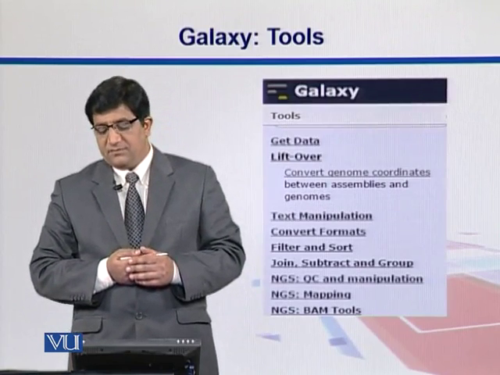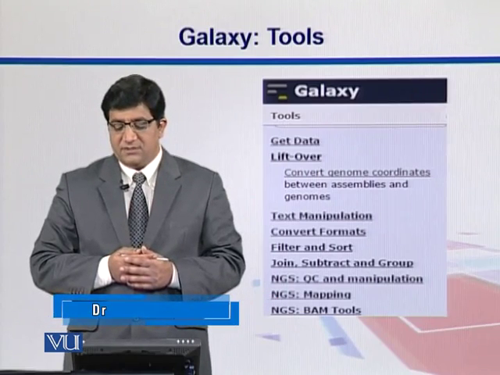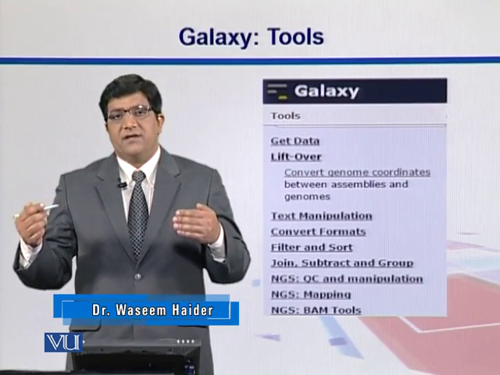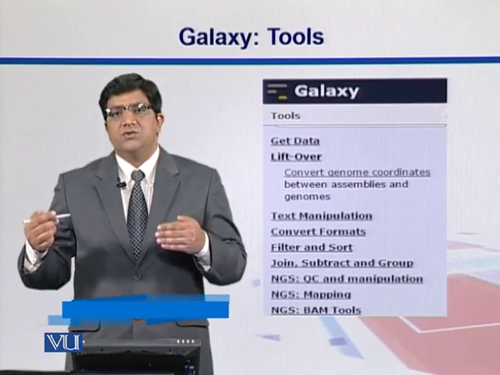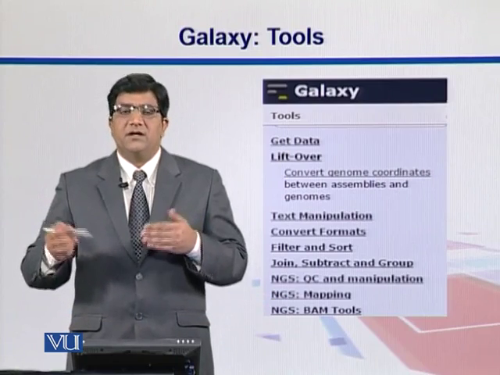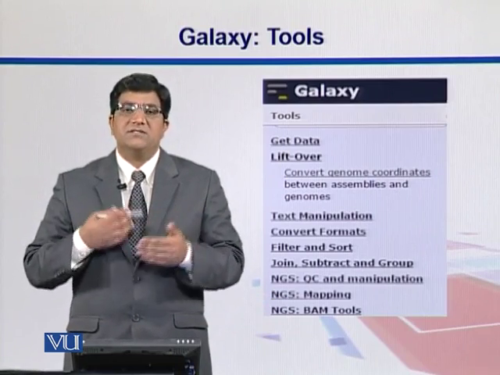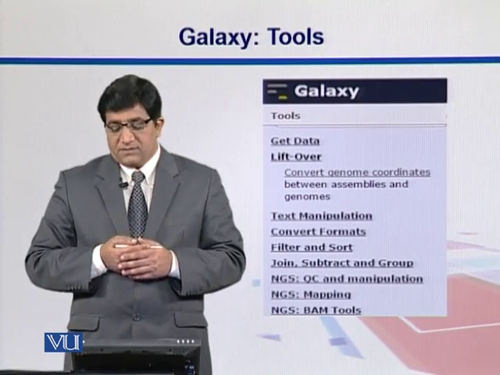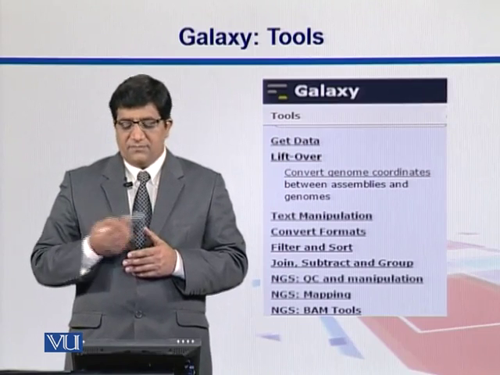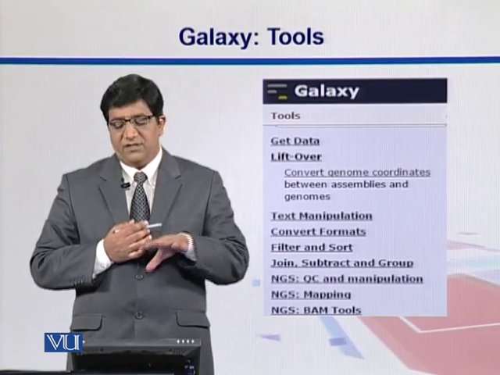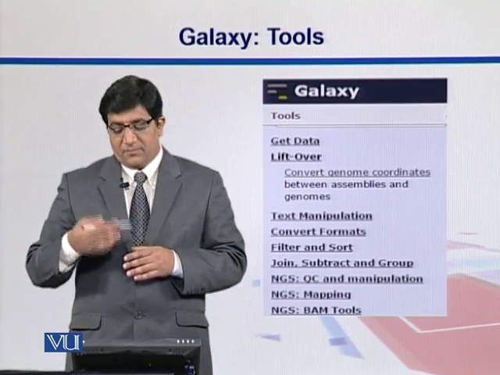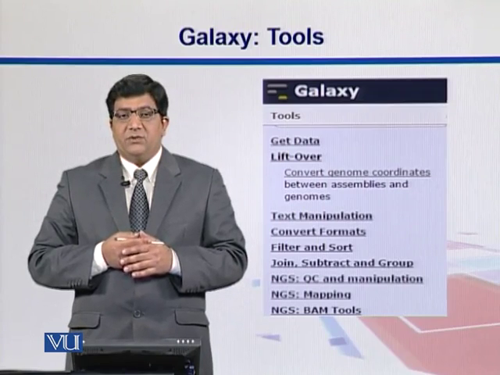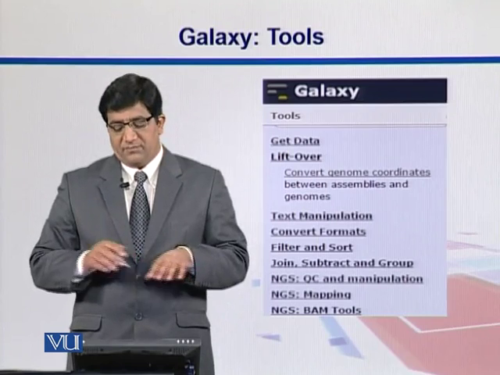So for example, if you click this convert genome coordinates, you can have different assemblies specifying different coordinates to different genes. So if you are picking up a genome where a large number of genome assemblies are available, you can correspond them with each other. In the same way we can also do text manipulations, convert between the formats, and filter and sort our data and other operations. For NGS tools, mainly the facilities we can use here are quality control and manipulations.